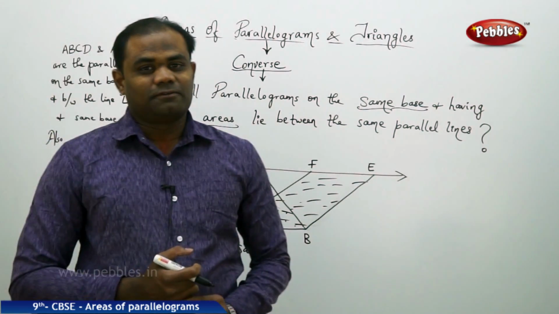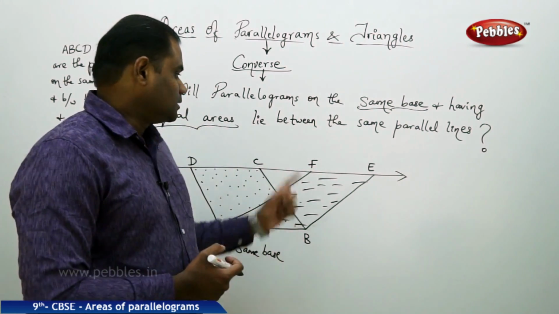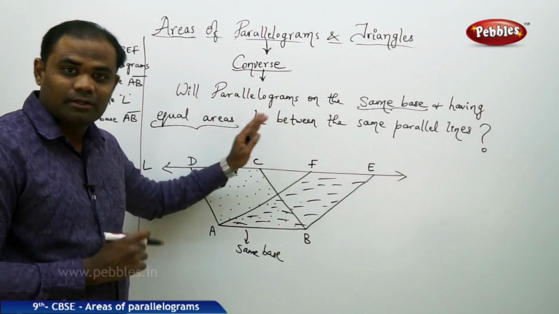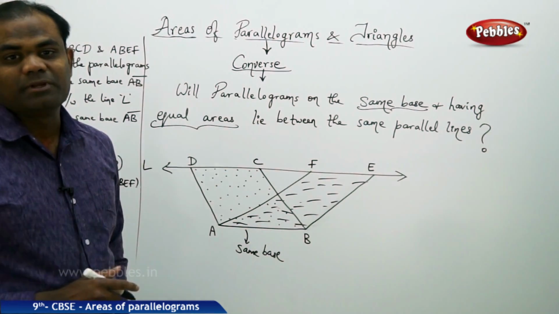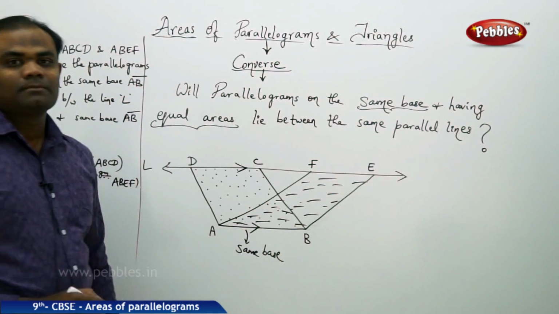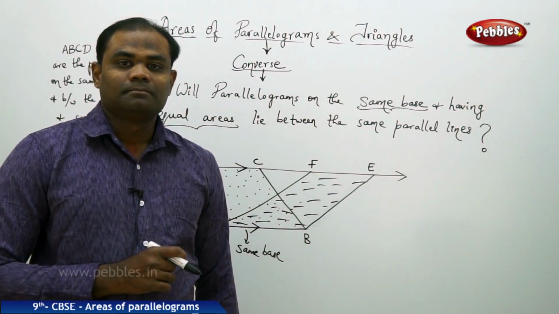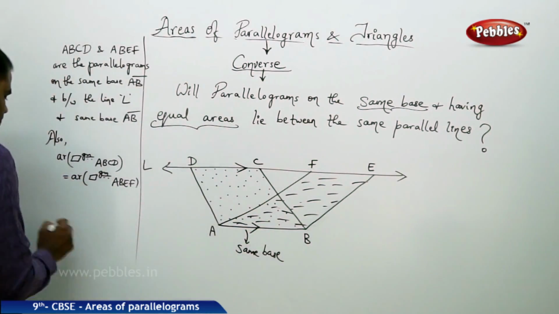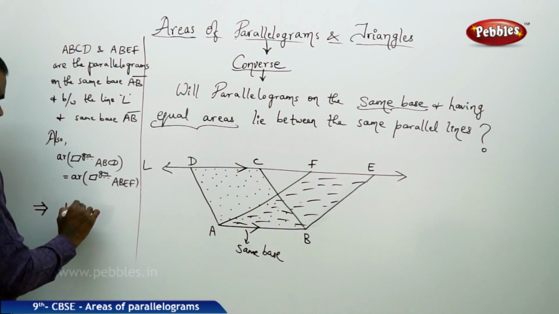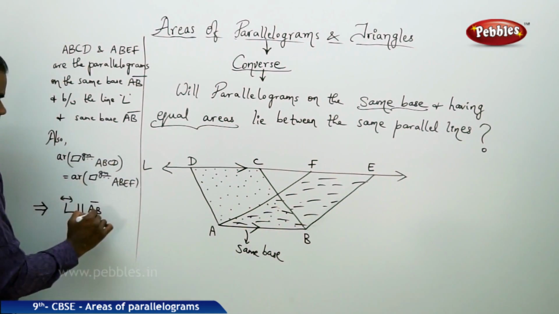The converse of the theorem clearly says, as supported by mathematics, that they must be parallel. Two parallelograms lying on the same base and which are of equal area must be between the parallel lines. That is, this must be equal to this. That is how we understand the converse of the theorem. So here, that implies the line L is parallel to the base AB.